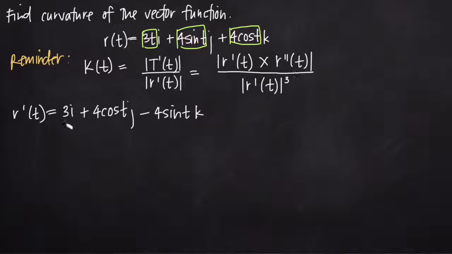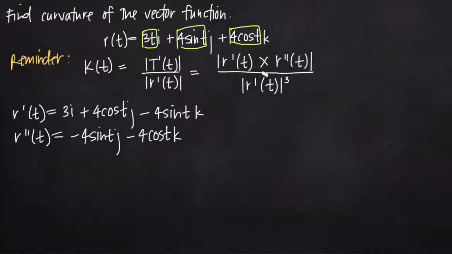Now we're going to need our second derivative, so go ahead and take the second derivative. We're going to take the derivative of the vector function we just found, again the coefficients only. The derivative of 3 is just 0, so we get 0 times i, and that whole term drops away. The derivative of 4 cosine t is negative 4 sine t, so negative 4 sine of t times j. The derivative of negative 4 sine t: we take the derivative of sine of t and get cosine of t, the negative 4 stays, so we get minus 4 cosine of t times k.